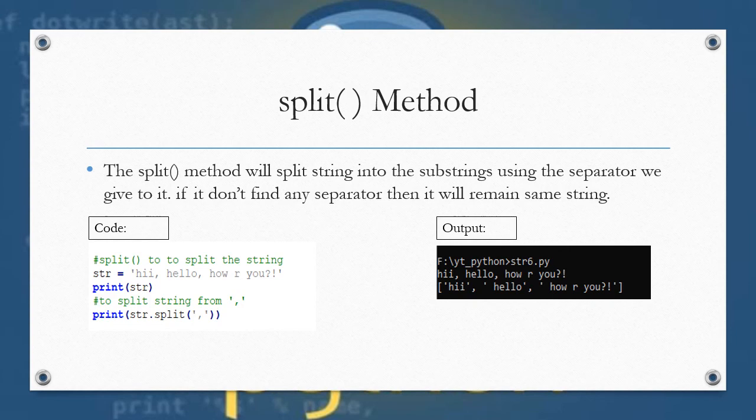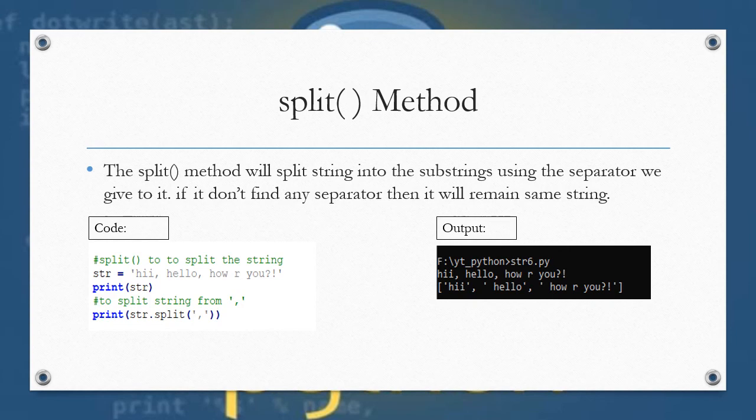So the split method will split a string into substrings using the separator we give to it. If it doesn't find any separator, then it will remain the same string and return the whole string as it is. Now in this code, I have the string which I want to separate by the comma operator. So I simply give the comma as the argument of the split method, and I print str.split with the comma as my separator.